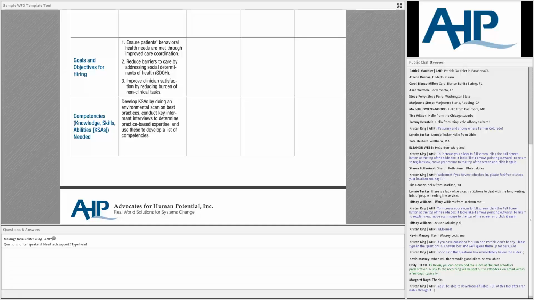In order to understand the competencies needed for care coordinators, we conducted an environmental scan to determine the best practices for care coordination and the commonly understood competencies for that job, conducted key informant interviews, and reviewed job descriptions for the care coordinators and the case managers. We used this to develop a new list of competencies that could be used to hire, supervise, and evaluate care coordinators. And I'm just going to scroll down to the next page.